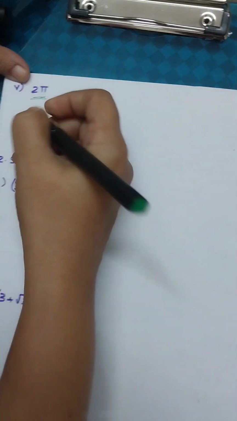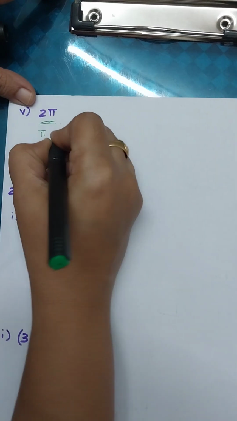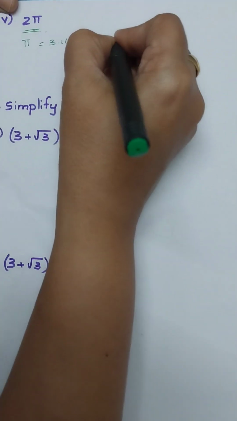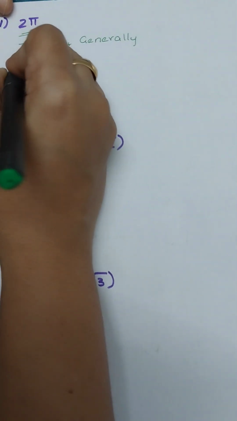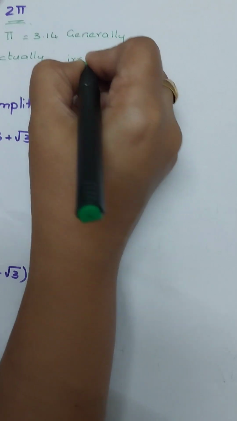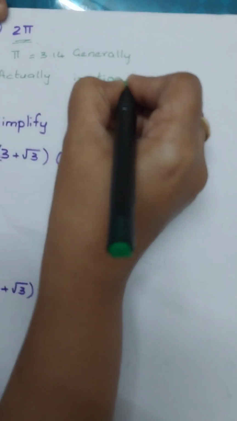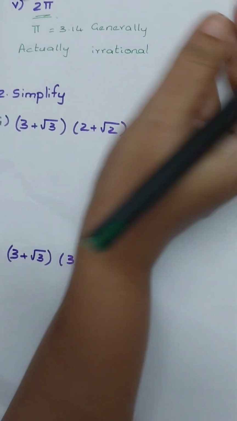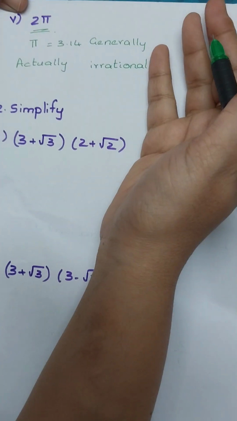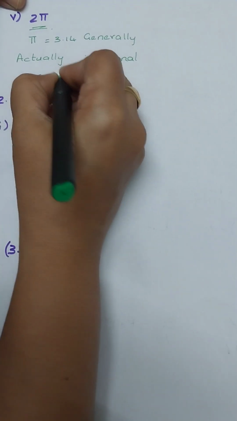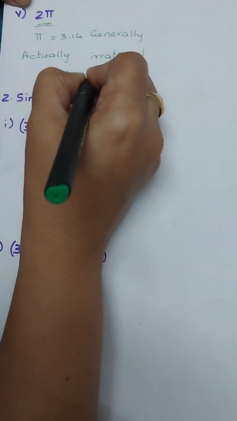Now the fifth one, what is this? 2 into pi. So pi, we can write it as 3.14 generally, right? But actually pi is an irrational number. Okay? Pi is actually an irrational number. So when we multiply an irrational number with a rational number, we will get an irrational number. So the answer is irrational.